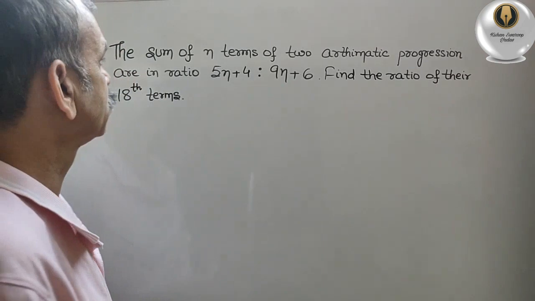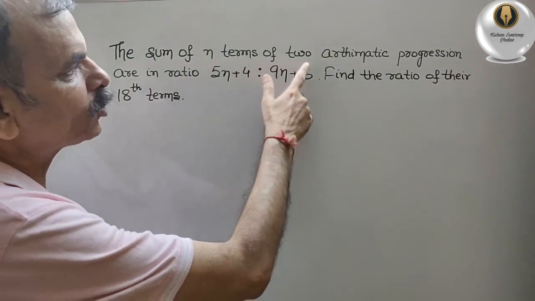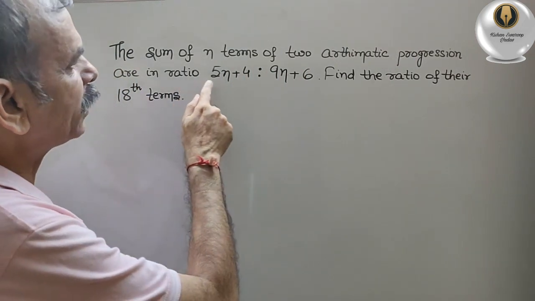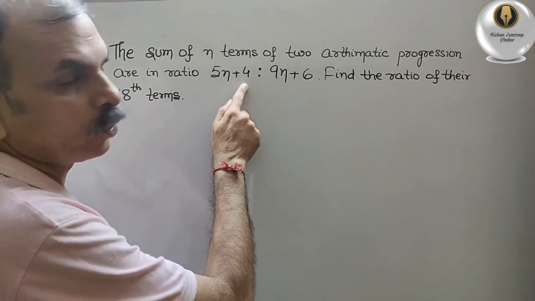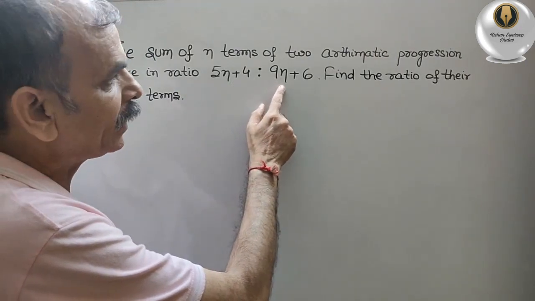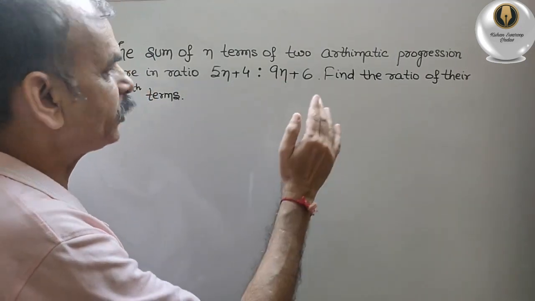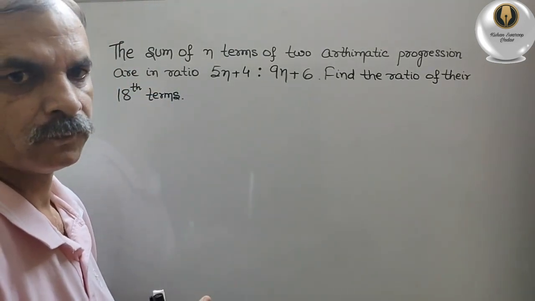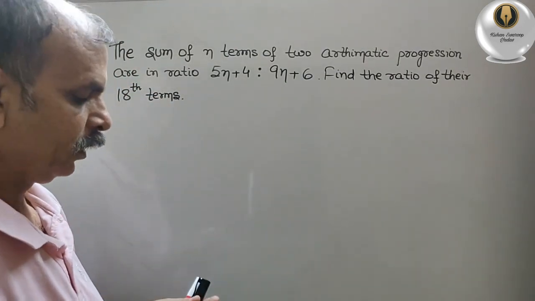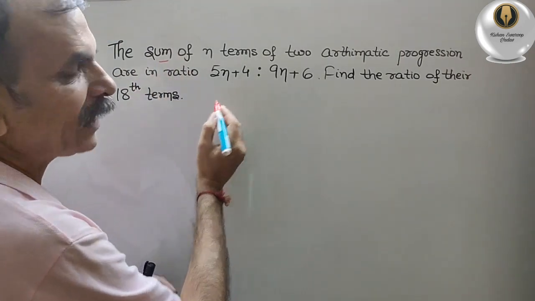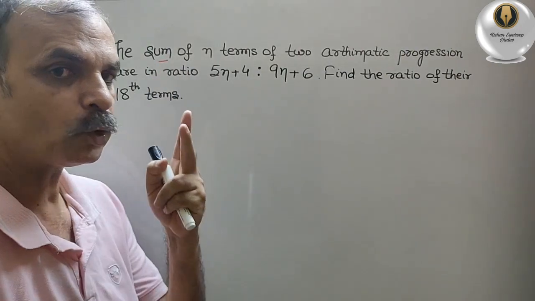Your question is: the sum of n terms of two arithmetic progressions are in the ratio 5n plus 4 to 9n plus 6. Find the ratio of the 18th terms. Understand this. So what have they told? They have told the sum. That means there are two APs.